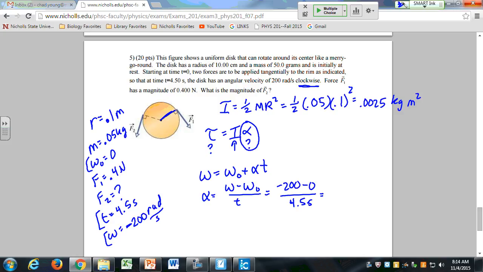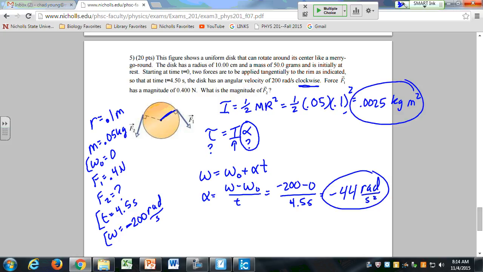What is that? All right, I'll say negative 44. That's in radians per second squared. Everything's been in SI units, so I have radians per second squared. Now I can find the net torque. So I can take this, and I can take this, and plug it in here. My I, my alpha, 0.0025 times negative 44.